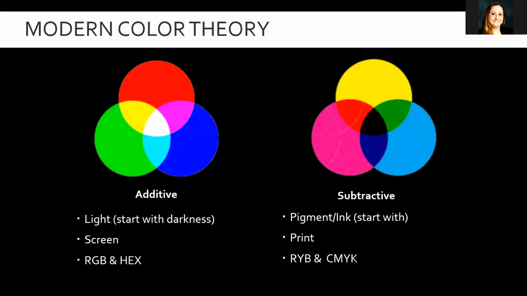Don't write anything in this slide down. In modern color theory, there are two primary ways to make color. They are additive and subtractive mixing systems. Do not think about the names just yet. Now, don't go rewinding the video just to write those other words down in your notes. Trust me.